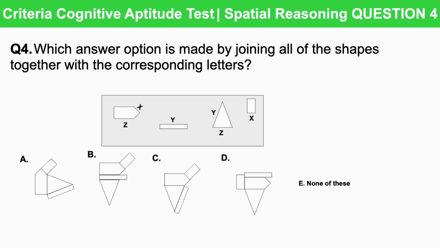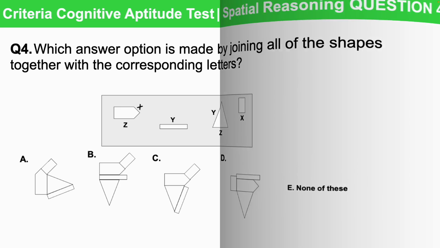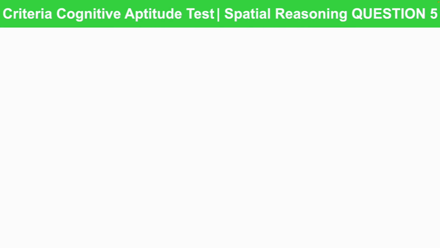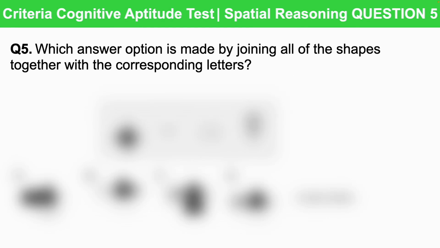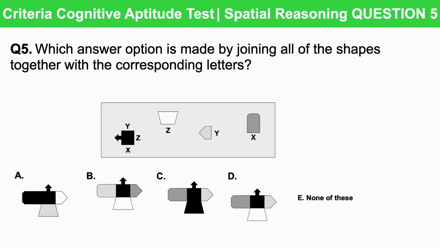Brilliant. Now I've got a couple more CCAT spatial reasoning questions for you before we move on. So the next one is: based on that same question, which answer option is made by joining all of the shapes together with the corresponding letters? So here is that image, and here are your answer options: A, B, C, D, or E. Your 12-second timer starts now.